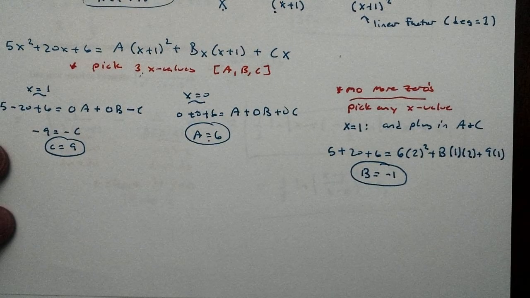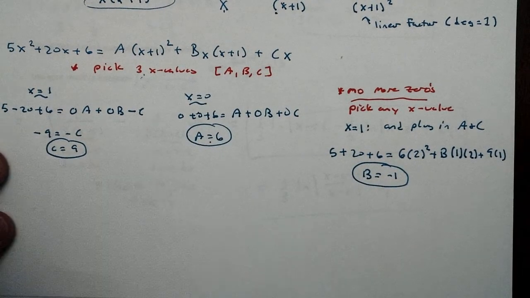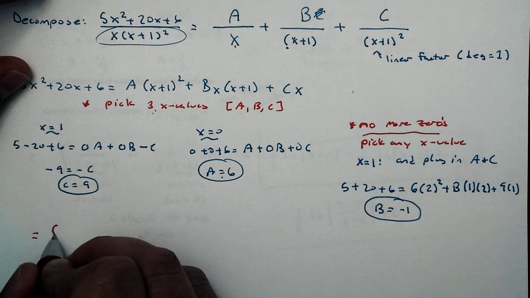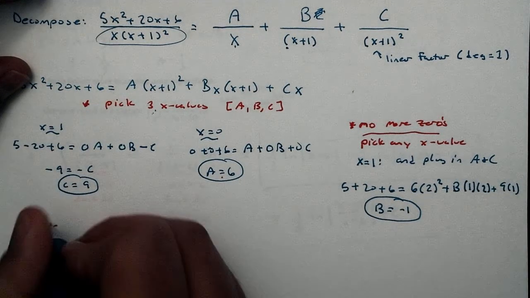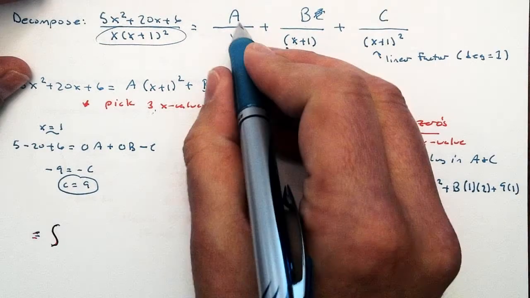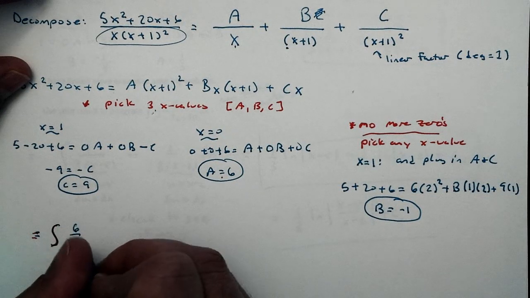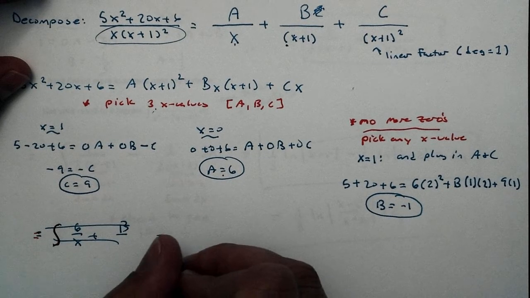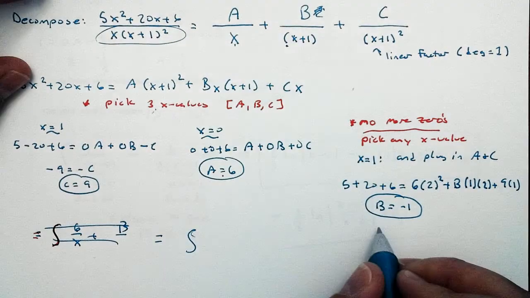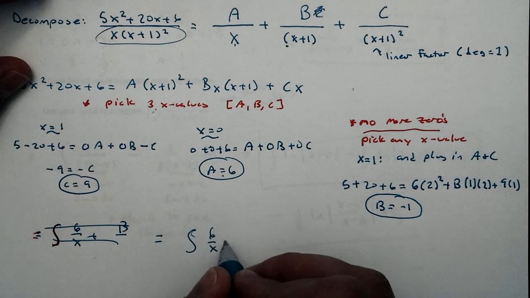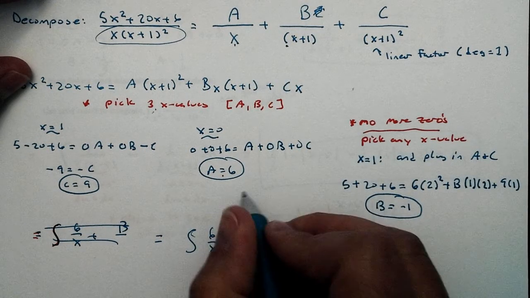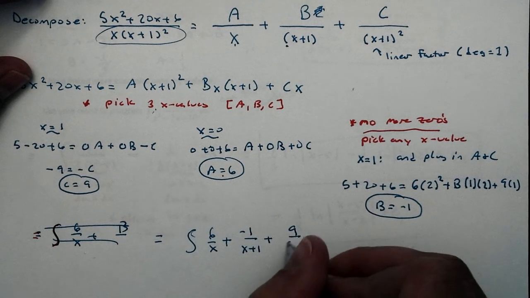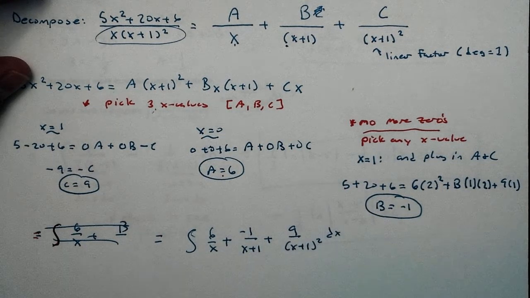And now I can rewrite my integral. Man, that's the longest part. Now the easy part is I'm going to rewrite our integral up here. So there it is. So my new integral will be A, which we said was 6, over x, plus B, which we said is negative 1, over x plus 1, plus C, which is 9, over (x plus 1) squared, dx.